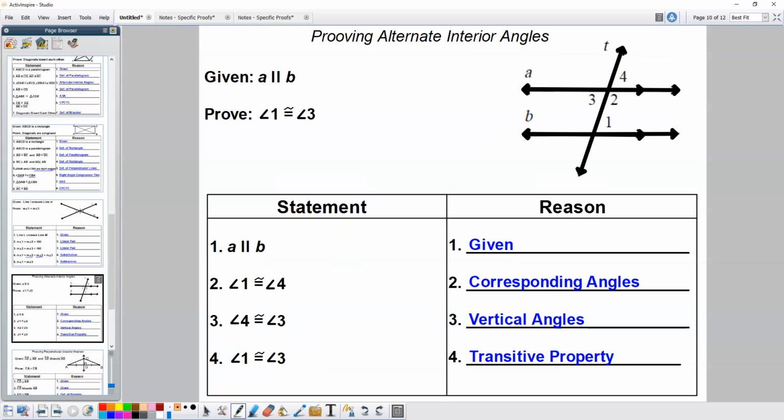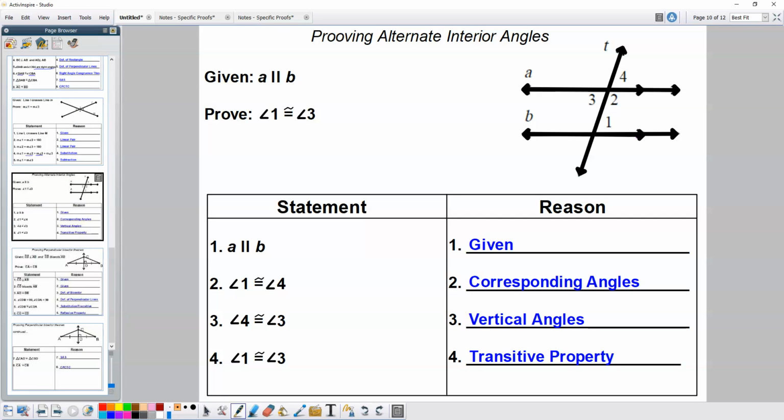Going to prove alternate interior angles are congruent right here. So we're trying to prove that 1 and 3 are alternate interior angles and they are congruent. Sometimes people say, well, they're alternate interior angles. We know that they're congruent. Yeah, but you can't just say they're congruent. That's the end of the proof. You have to use other stuff to prove that alternate interior angles are congruent.